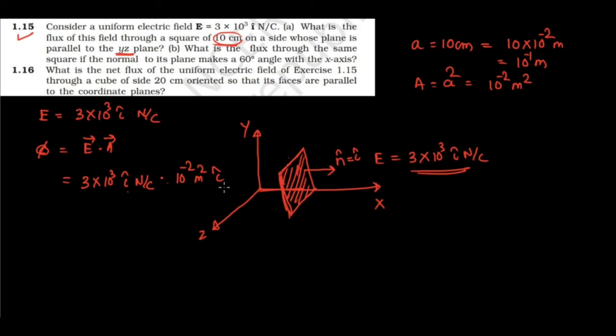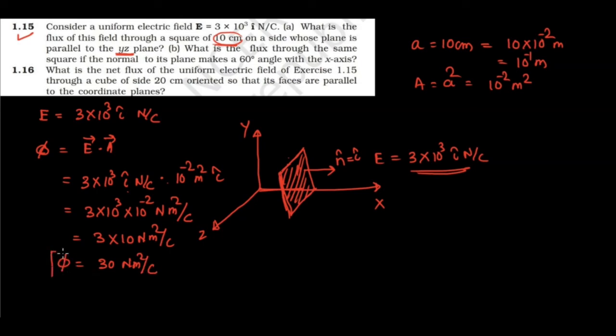So i dot i will be 1, so you will get 3 into 10 to the power 3 into 10 to the power minus 2 Newton meter square per coulomb as the electric flux, that is equal to 3 into 10 Newton meter square per coulomb, that is equal to 30 Newton meter square per coulomb. So this is the total amount of electric flux through this square.